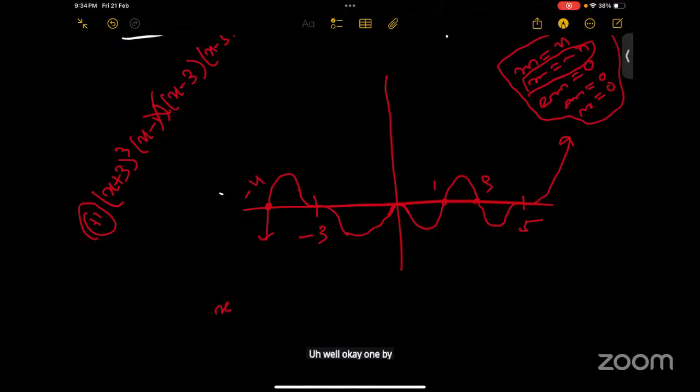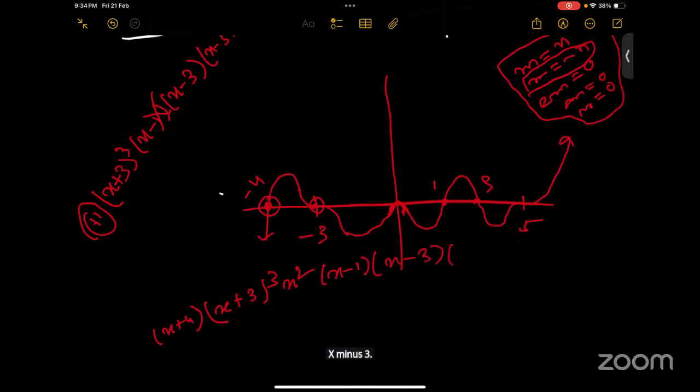One by one. X minus 3 cube. X plus 3 cube. It will be x plus 3, because the root is -3. Yes, yeah, x plus 3 cube. Right. But we have the root -4, right? We have to consider x plus 4. Yeah, x plus 4. Yeah, and then x square. Then x minus 1. Then x minus 3. And x minus 5 cube. Whole cube.